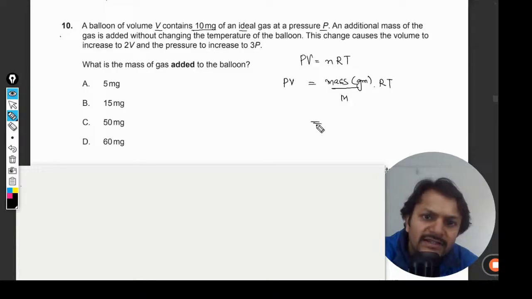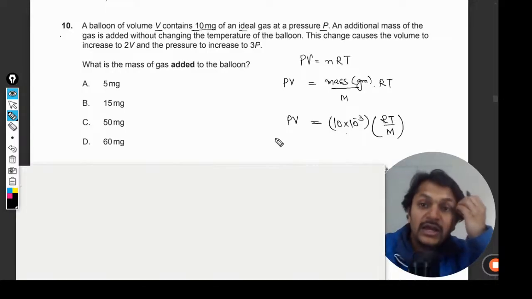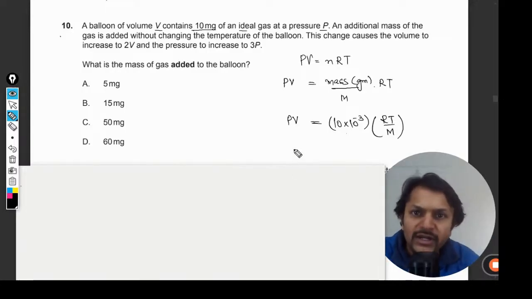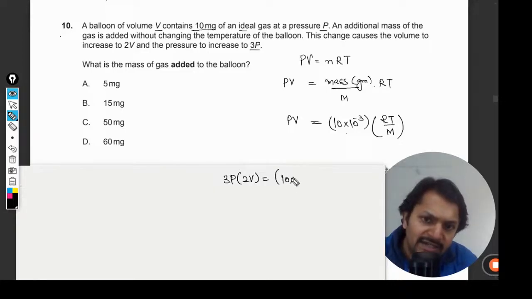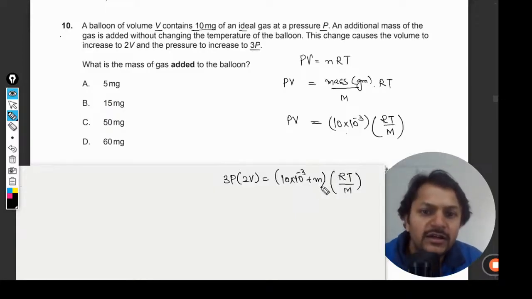So let us say earlier the mass was 10 milligrams, so 10 milligrams into RT divided by M, and this is P into V. So this is case number 1. Now what is happening? We have added some mass into it and the pressure becomes 3P. So our new equation will be 3P and the volume is 2V, and some mass is added here, and this is RT divided by M. And now we want to find this M.